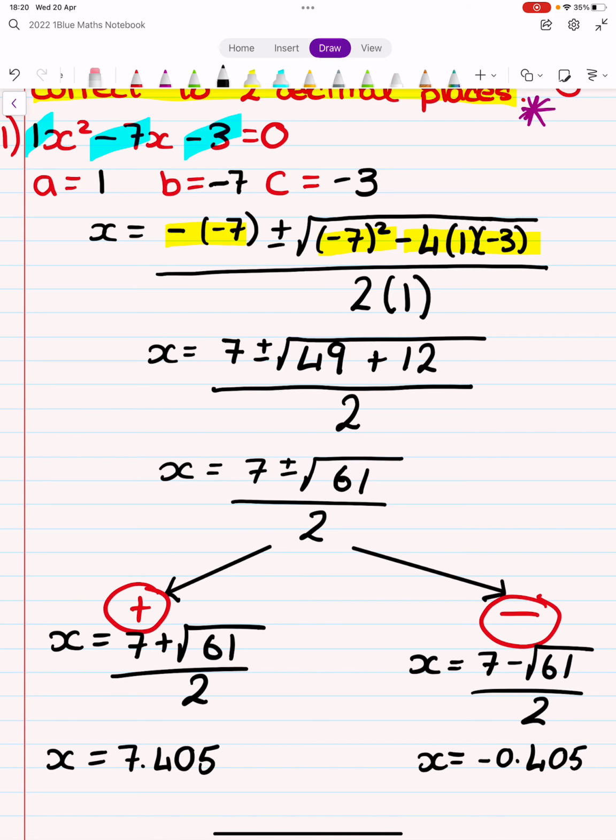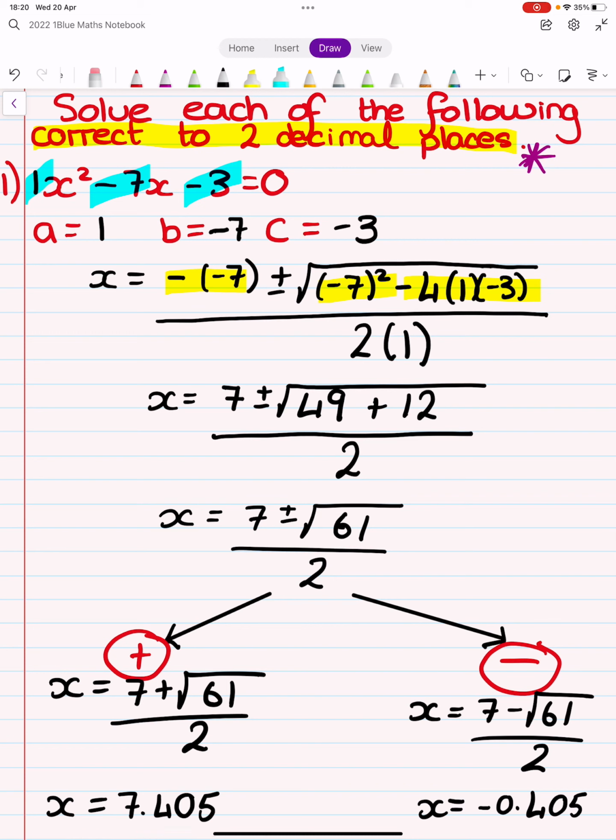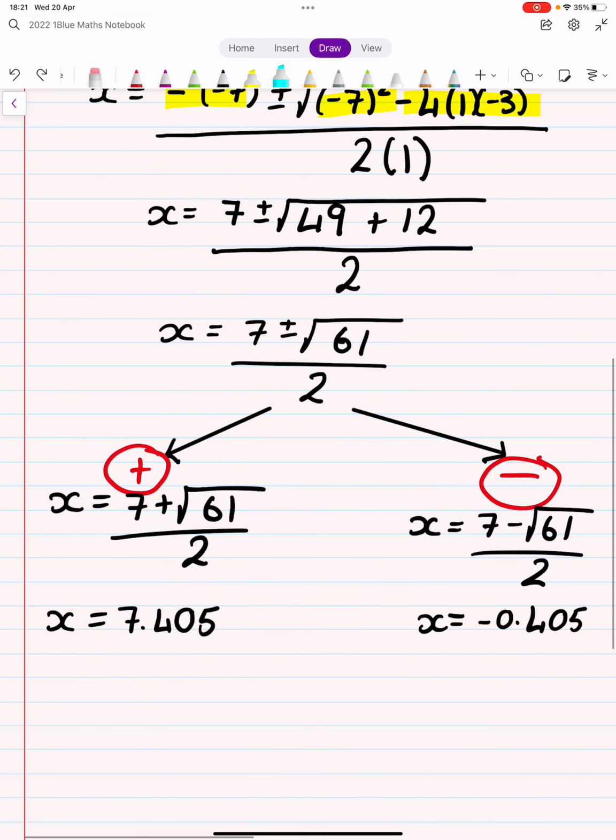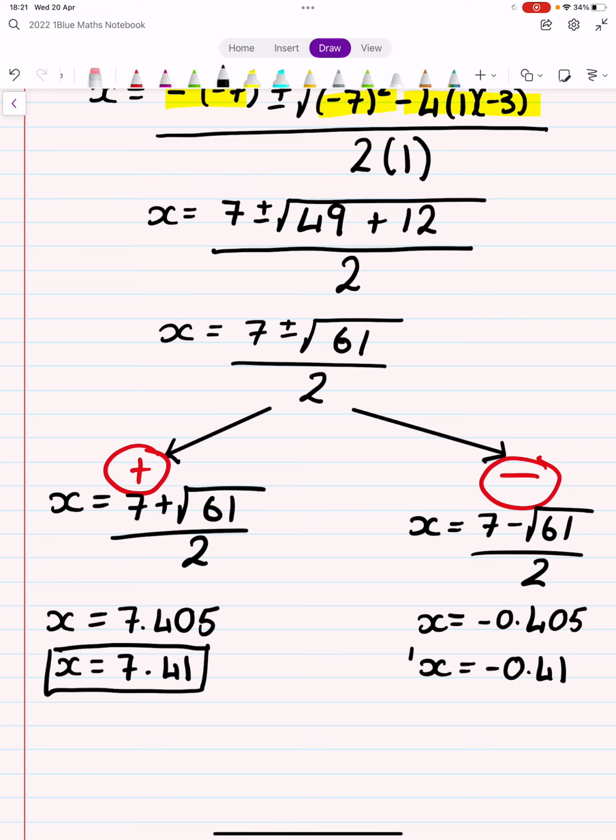Now just be conscious that if we scroll up to the top again, this question asked us to do this to 2 decimal places. So we're going to have to round this to 2 decimal places, not 3. And that means x equals 7.41 and x equals minus 0.41. They are two final answers for x.